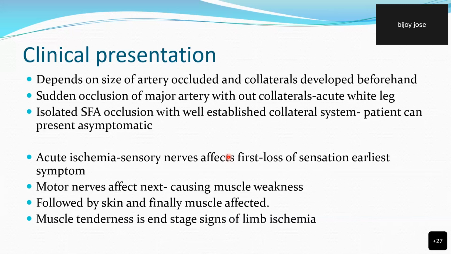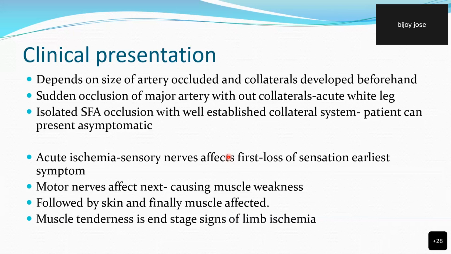With isolated SFA occlusion and a well-established collateral system, the patient can present asymptomatically also. The patient may present with some claudication kind of pain, but on evaluation we may see an isolated SFA occlusion. With underlying chronic disease, a well-collateralized system through the profunda is supplying the leg, so the patient may not present with severe symptoms.